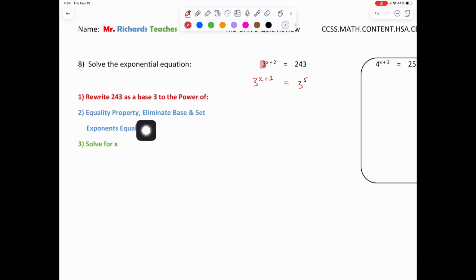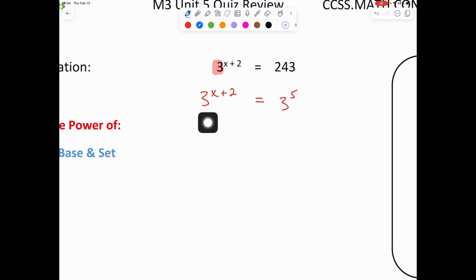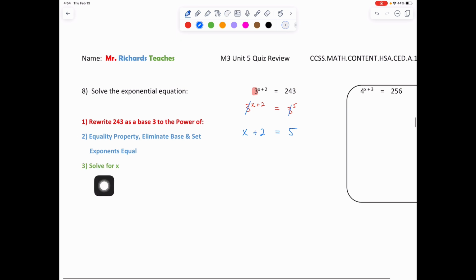Equality property, eliminate base and set exponents equal. Oh my goodness, an exponential with the base of 3 and an exponential with the base of 3. We can go ahead and eliminate those and just rewrite this as x plus 2 equals 5. Step 3 in green, solve for x.